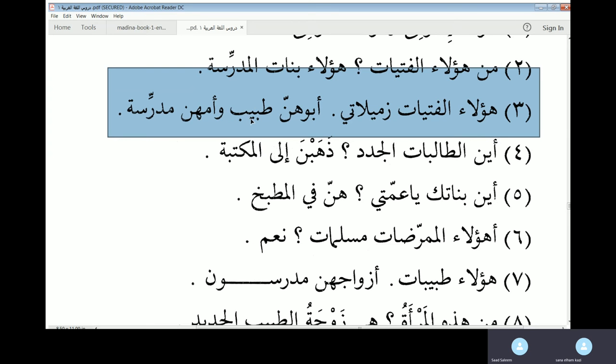Abuhunna tabibun wa ummuhunna mudarrisatun. Their father is a doctor and their mother is a teacher.